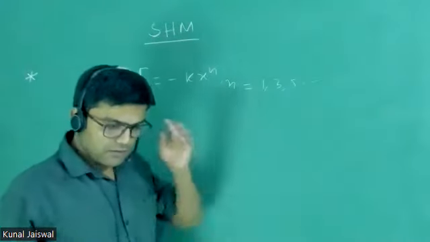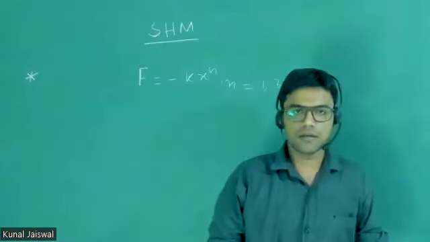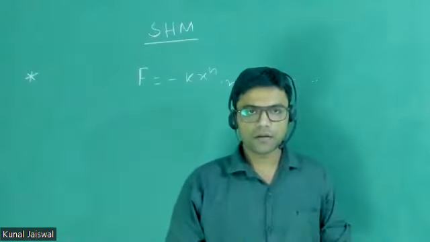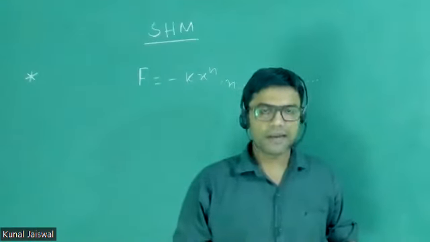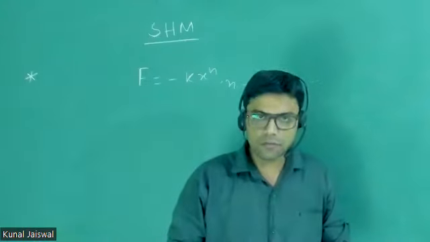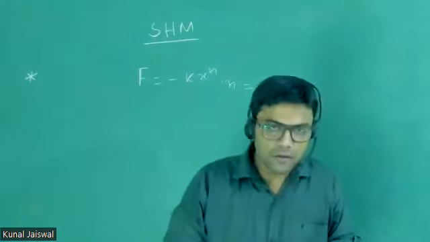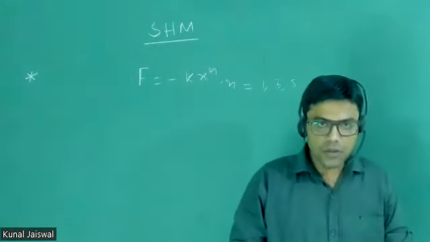Okay, so this is the kind of motion where the particle always wants to go to a particular position, that is your equilibrium point, right? At the equilibrium point, the force is 0, velocity will be maximum, and acceleration will be 0. Then we started the discussion on simple harmonic motion.